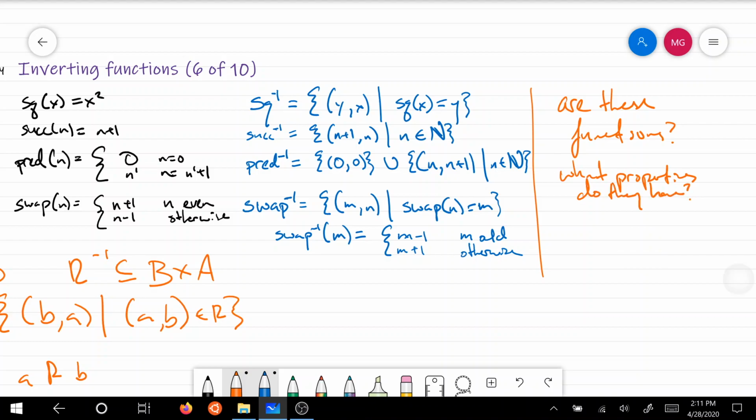Right, so in particular, we're thinking of things like totality, injectivity, surjectivity. Now, it's a good exercise, if you like, for you to pause the video right now and think about this for yourself. Just think about it concretely for each of these. Look at these. Which of these are total functions? Which of them aren't? Which of them are injective? Which of them aren't? And which of them are surjective? And which of them aren't?